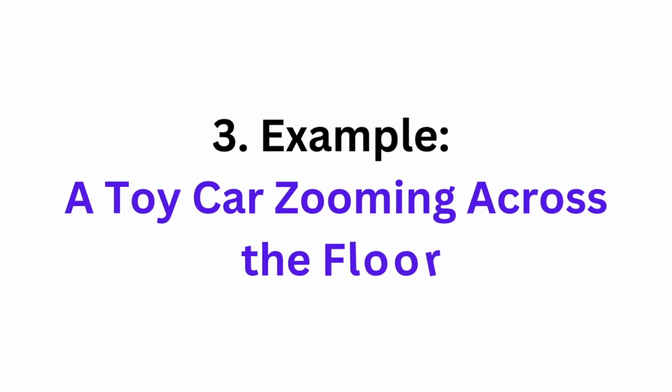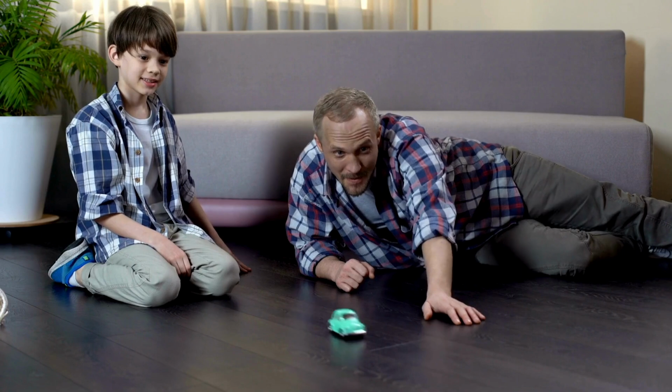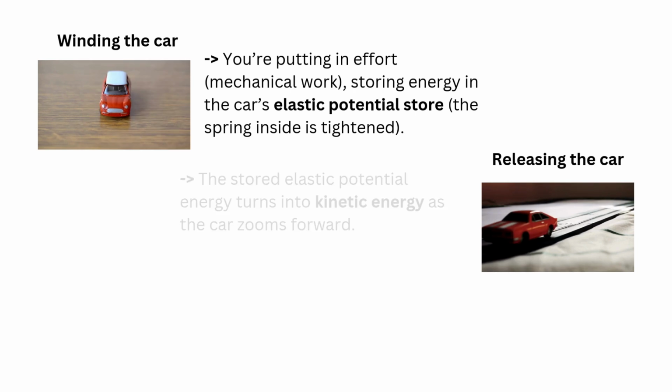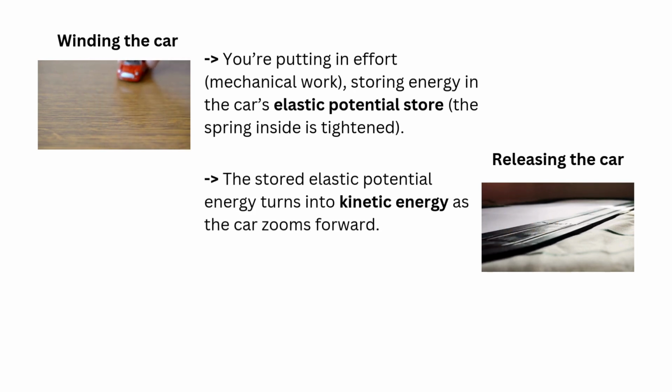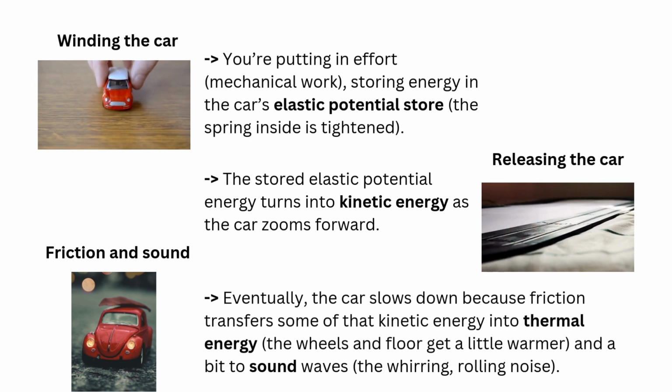Now let's see an example of a toy car zooming across the floor. Imagine you have a toy car that you wind up before letting it go. Here's what happens at different stages. During winding the car, you're putting in effort, mechanical work, storing energy in the car's elastic potential store. The spring inside is tightened. When released, the stored elastic potential energy turns into kinetic energy as the car zooms forward. Eventually, the car slows down because friction transfers some of that kinetic energy into thermal energy. The wheels and floor get a little warmer, and a bit goes to sound waves, the whirring, rolling noise.